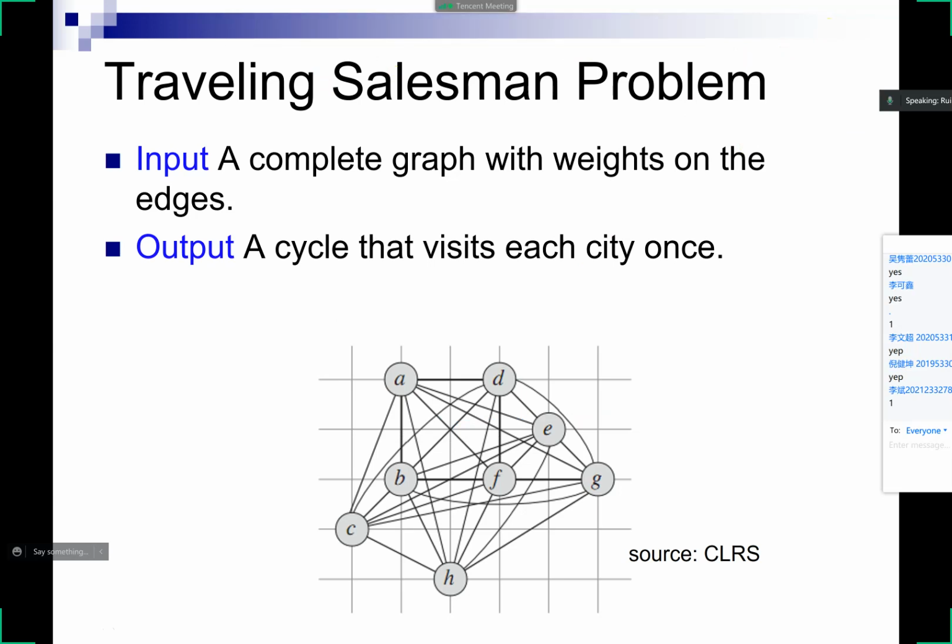So this is actually one of the most well-studied problems in combinatorial optimization and operations research, and it has a lot of applications. So today we're going to look at basically the best known approximation for this problem, which is a 1.5 approximation algorithm.